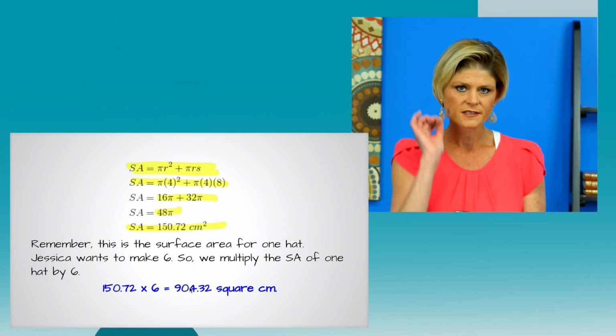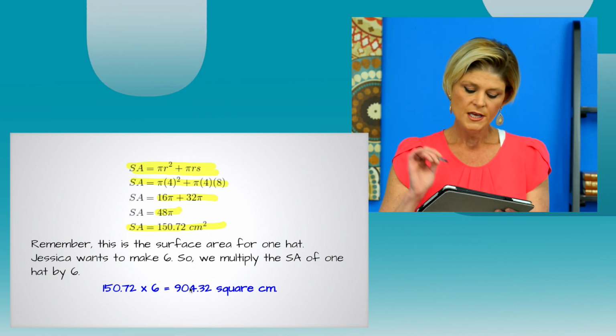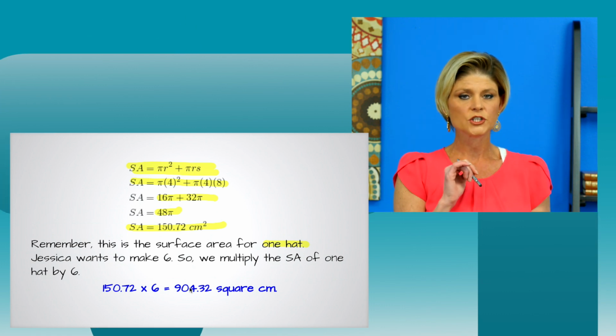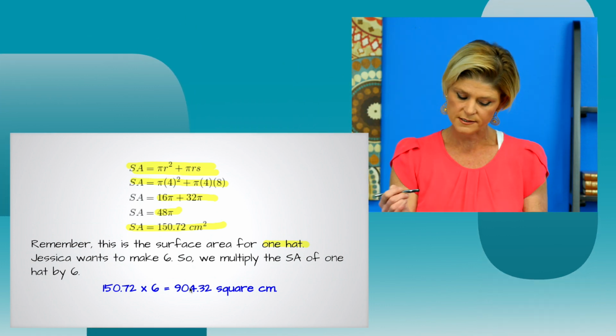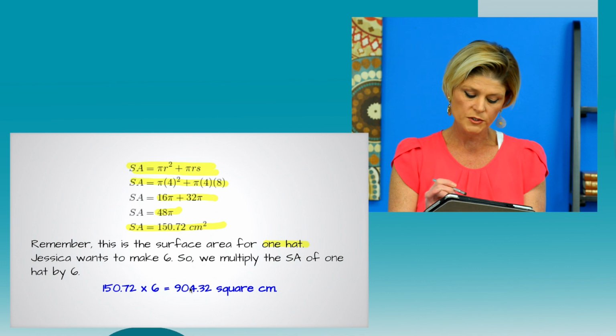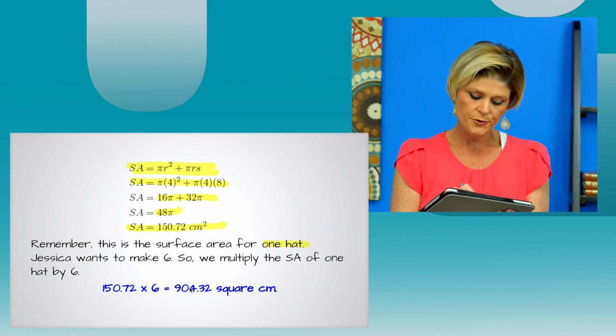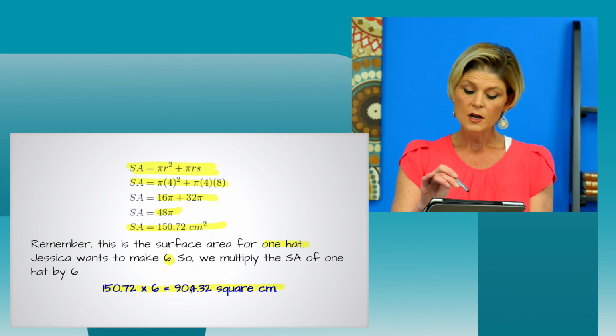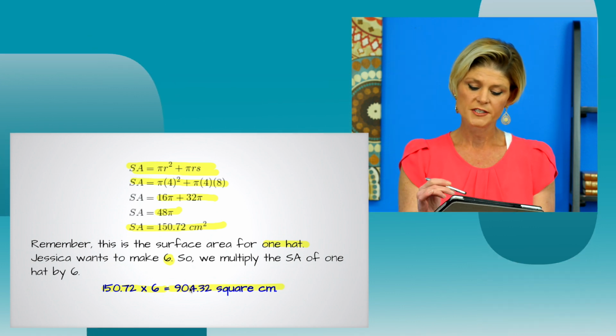Now remember, this is the point I wanted to make sure you remembered. This is the surface area for only one hat. Do you remember how many she needed to make? It was 6. So all we have to do now is multiply by 6. So we have 150.72 times 6 equals 904.32 square centimeters.